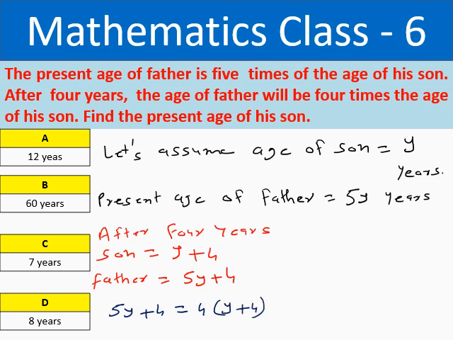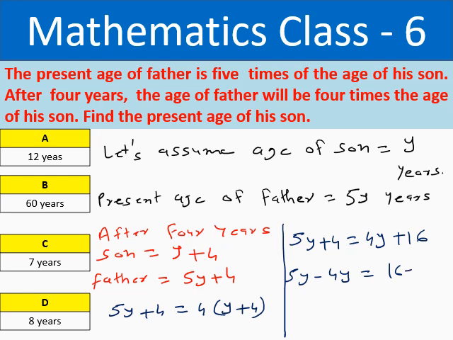So now from this we can say 5y plus 4 is equal to 4y plus 16. So now 5y minus 4y is equal to 16 minus 4. So y is equal to 12 years. So the option A is the correct option.